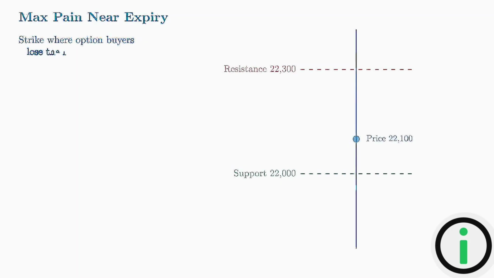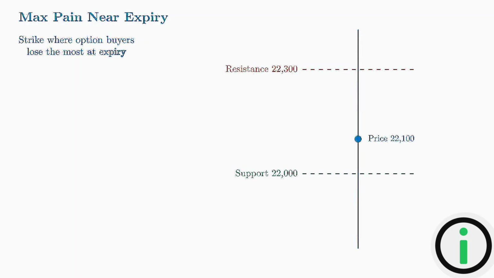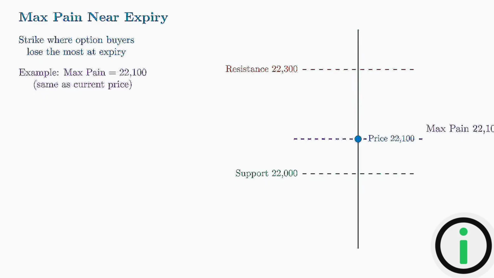Max pain is another reference, but it should be used with restraint. It is the strike where option buyers, considering calls and puts together, would lose the most money at expiry under the model's assumptions. In our example, the calculated max pain level is 22,100, exactly where our current price sits. That does not mean price must finish there.